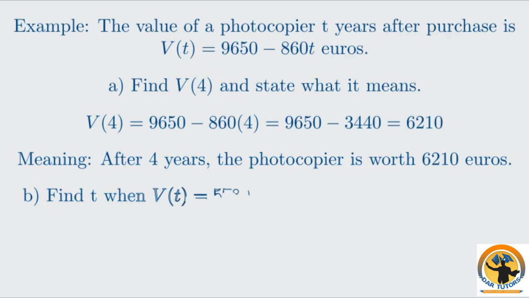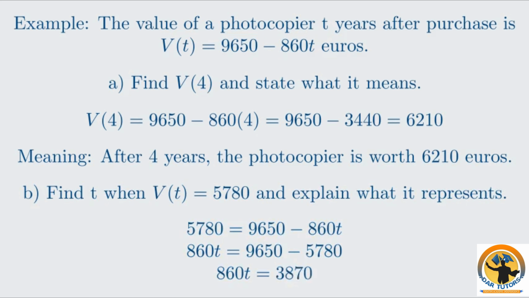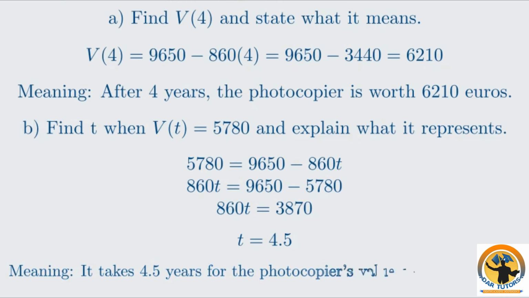Next, let's find t when v of t equals 5,780. We set the function equal to 5,780 and solve for t. This gives t equals 4.5. This means it takes 4.5 years for the photocopier's value to drop to 5,780 euros.